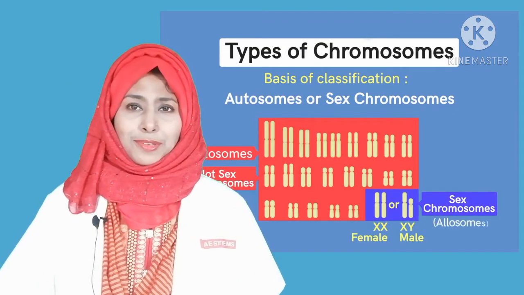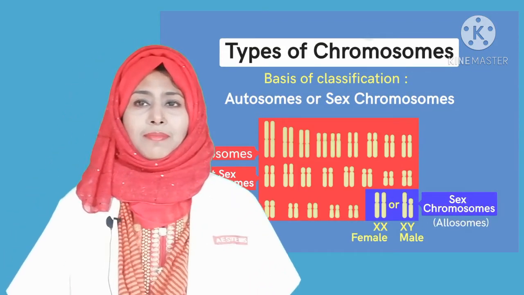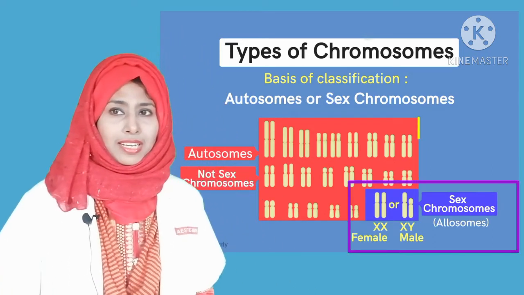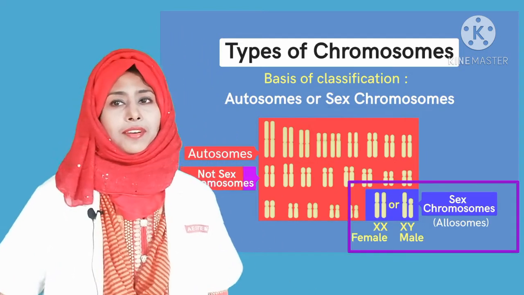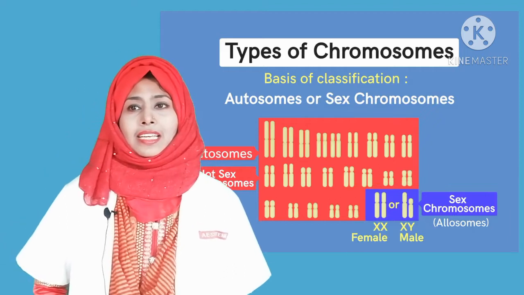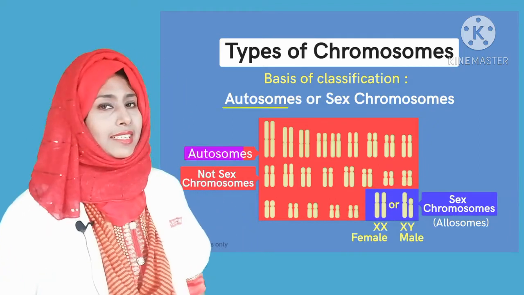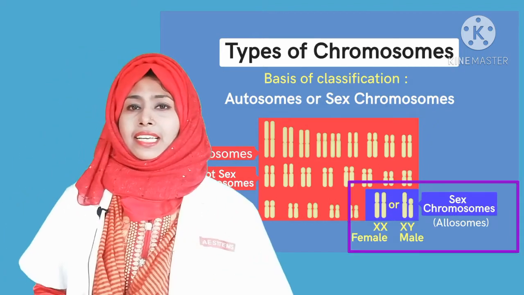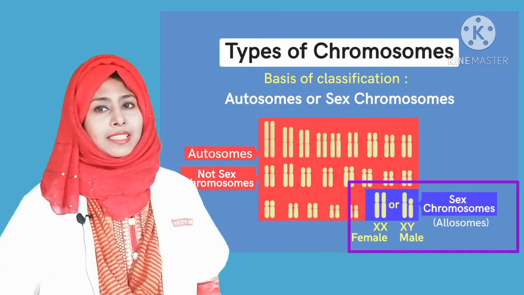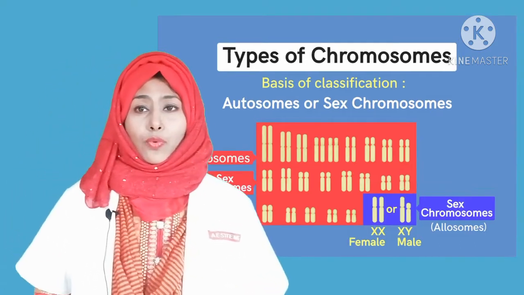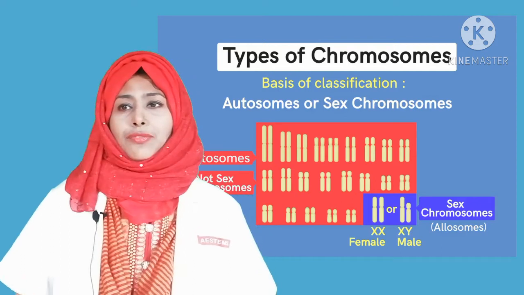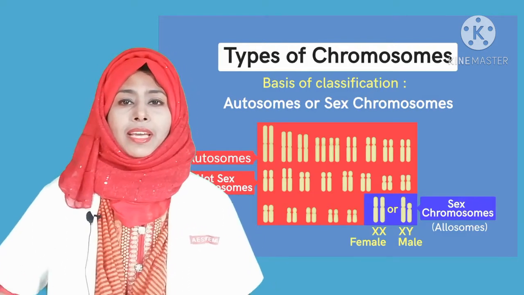Then sex chromosome. Sex chromosomes determine the sex of the organism. In man, 1 pair of sex chromosomes is present. Double XX chromosome indicates female, whereas males have XY chromosomes. Generally, Y chromosomes do not bear any gene.